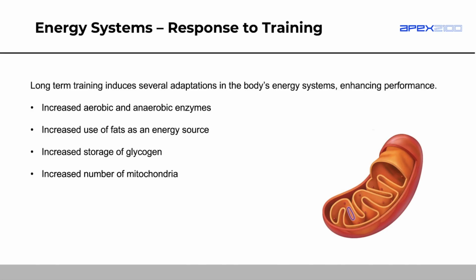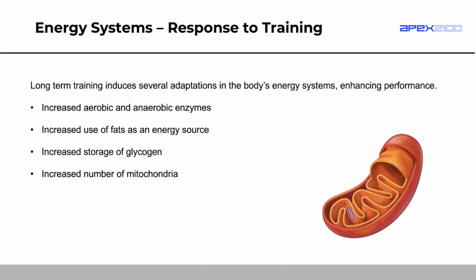The second adaptation is increased use of fats as an energy source. Endurance training in particular improves the body's ability to burn fats for energy, particularly during prolonged, moderate intensity exercise. If we're able to use fats more to produce energy, we can spare some of those glycogen stores and delay fatigue and allow for longer durations of exercise, because we're producing much more energy when we're using fat. Remember, 130 ATPs for one fat molecule. With long-term exercise, we can also increase our storage of glycogen.